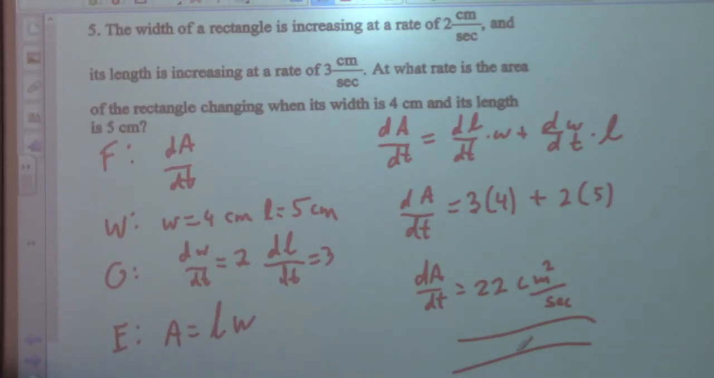So that's another type of standard problem. And once you've done that, this really should be an easy type of problem. Do you have questions about that? Okay.